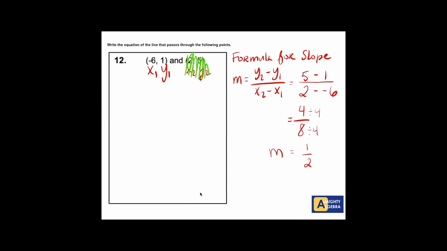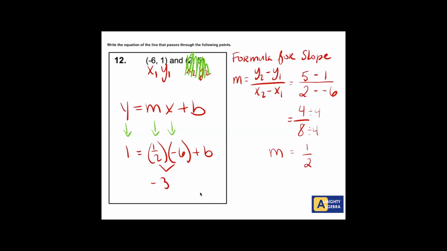So now write the formula for equation of a line, y equals mx plus b. We have to change all these values and substitute the correct number. Y is 1 equals, the slope is 1/2 times x is negative 6 plus b. Simplify 1/2 times negative 6, that's going to give us negative 3. And bring everything else down. 1 equals negative 3 plus b.